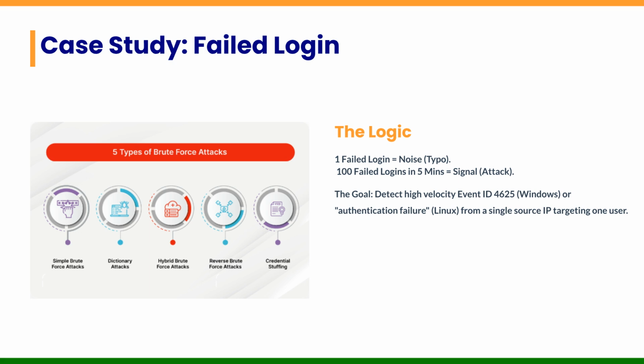Let's examine a case study, failed login. The logic is that one failed login is noise, but 105 in five minutes is a signal of an attack. The goal is to detect high-velocity event ID 4625 for Windows or authentication failure for Linux, coming from a single source IP targeting one user.